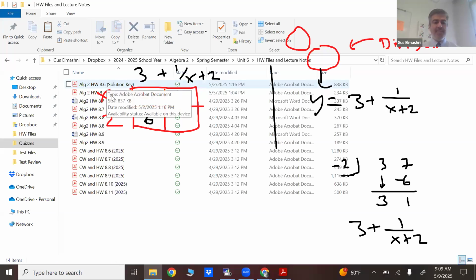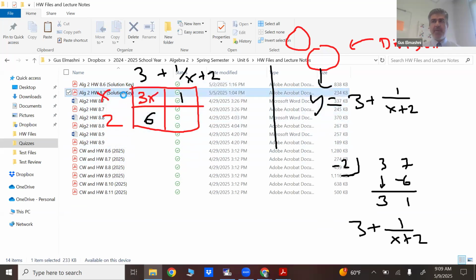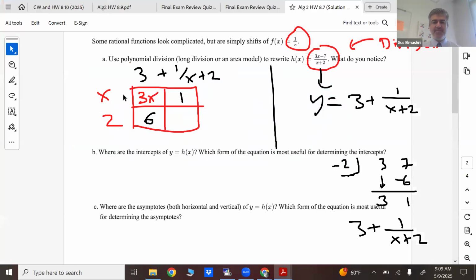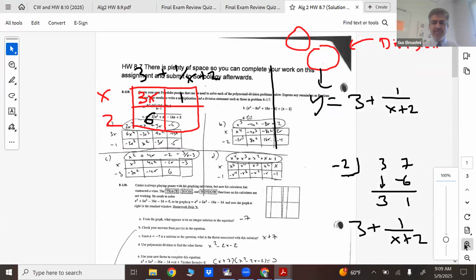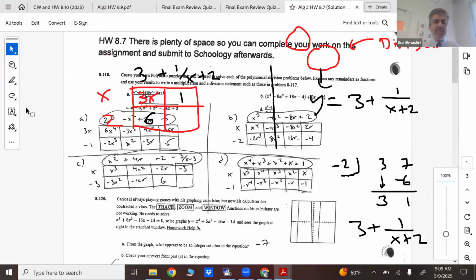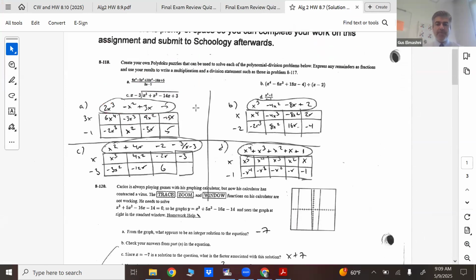Okay, so let's look at some we have done from the homework, right? Here we go. All right. So to answer your question about synthetic division, for example, part B.